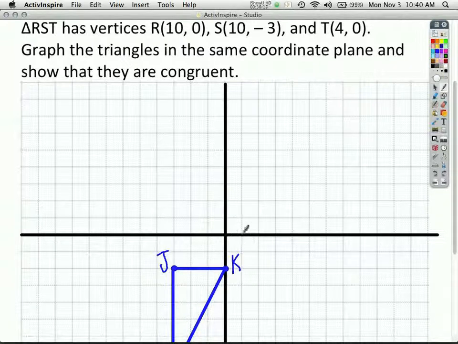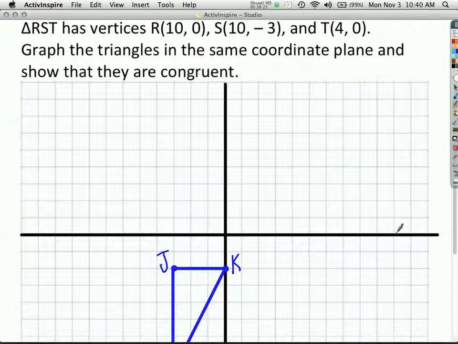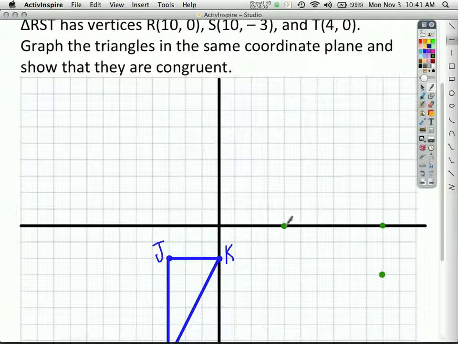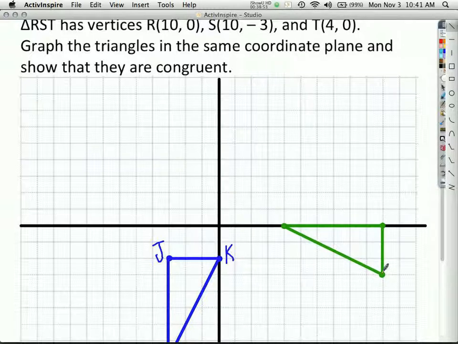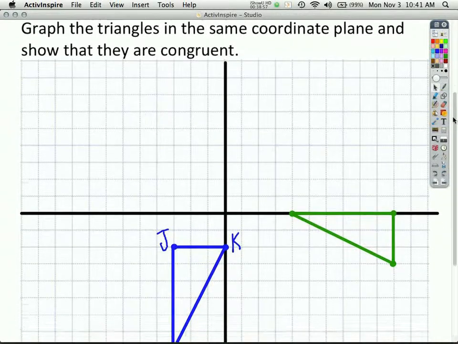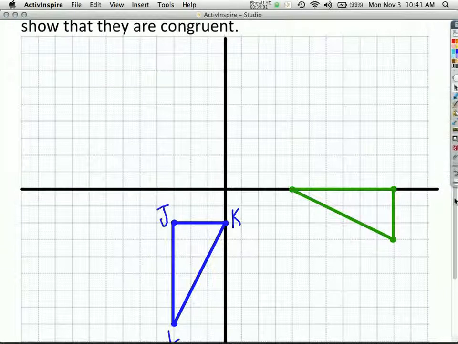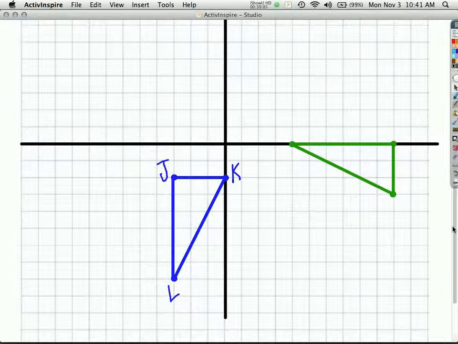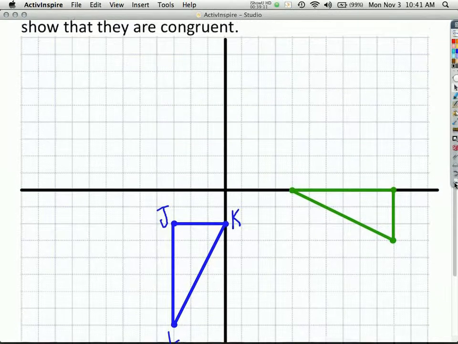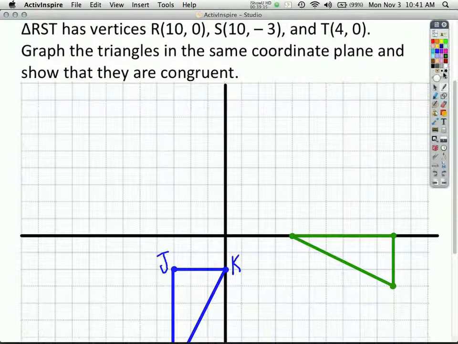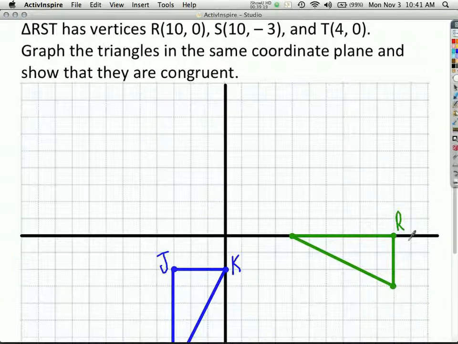R is 10, comma 0, 1, 2, 10, negative 3, and then 4, comma 0, 1, 2, 3, 4. And this was RST. So R, S, and then T.